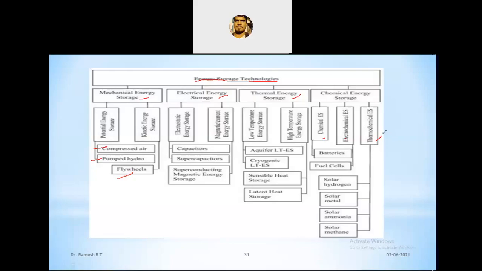Another classification is electromagnetic energy storage. With the help of electromagnetic processes it will store the energy. So these are the broad classifications of energy storage systems. For your syllabus, there are two important types that we are going to discuss: in thermal storage, sensible heat storage and latent heat storage. Only two things we are going to study as storage systems.